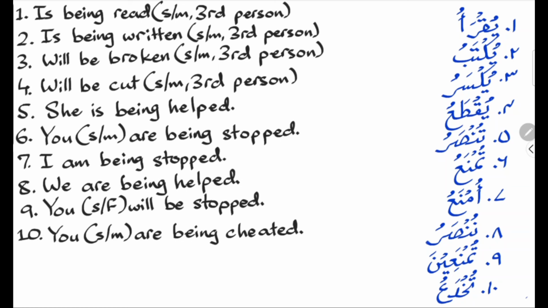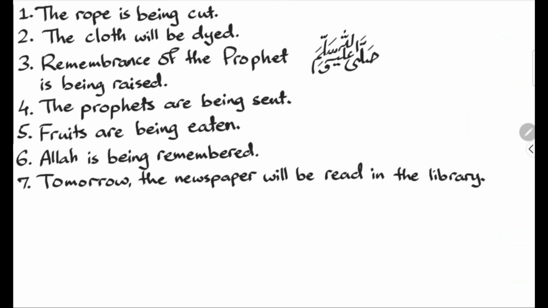Now let's move on to some complete sentences of al-fi'l al-mudari' al-majhul. Number 1 is the rope is being cut. Cut in Arabic is qata'a. The majhul for that from al-fi'l al-mudari' is yuqta'u. The rope is al-habl. So number 1, yuqta'u.